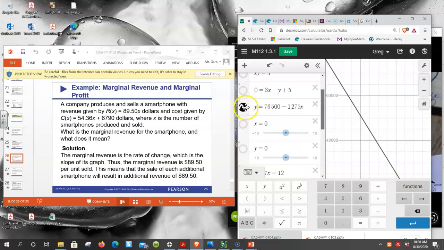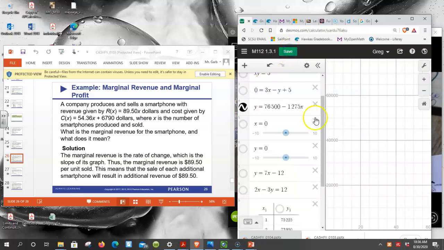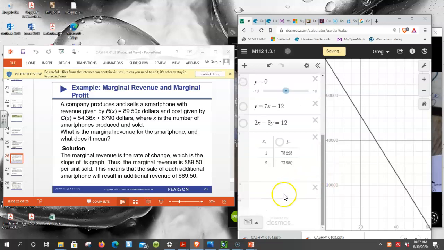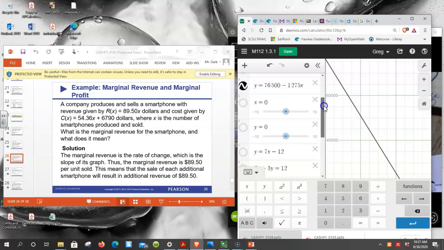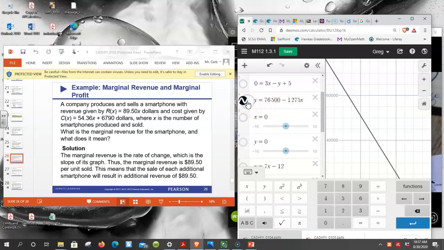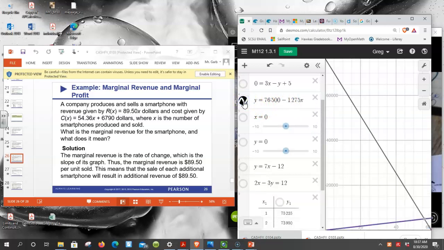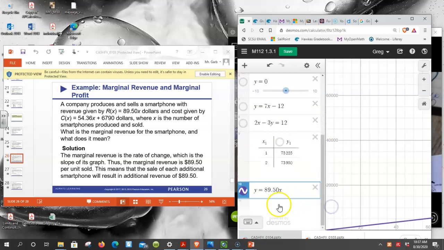Okay, got it. Now, we put these functions in here. So we treat R of X as kind of like a Y of X, and we put Y equals 89.50X. That's one equation. And the other one, that should be off now. So that's the revenue function.